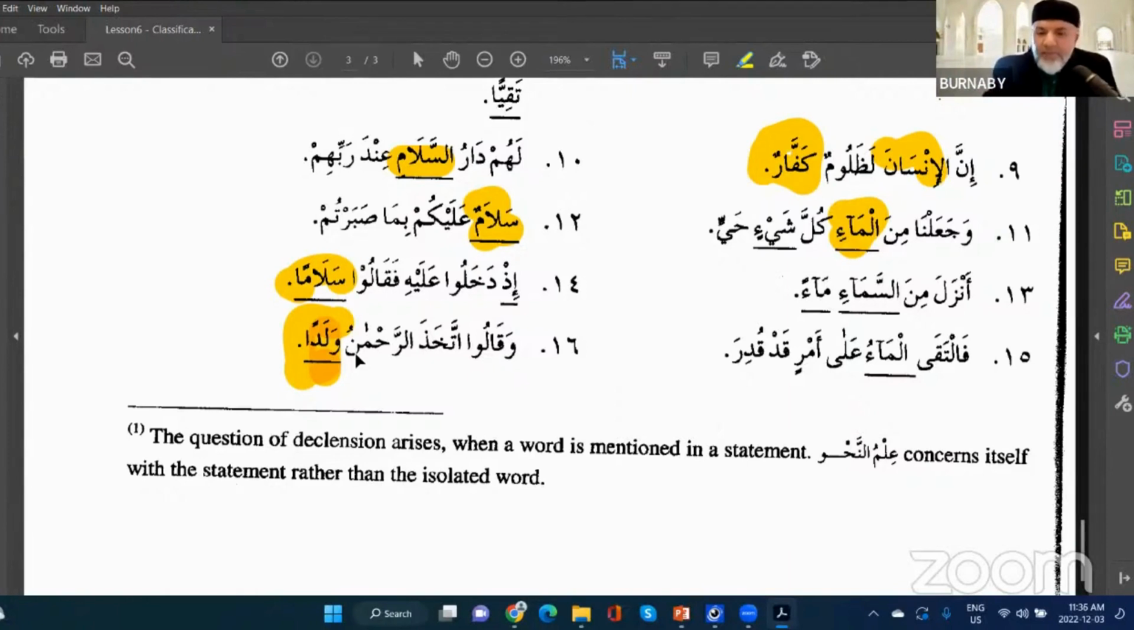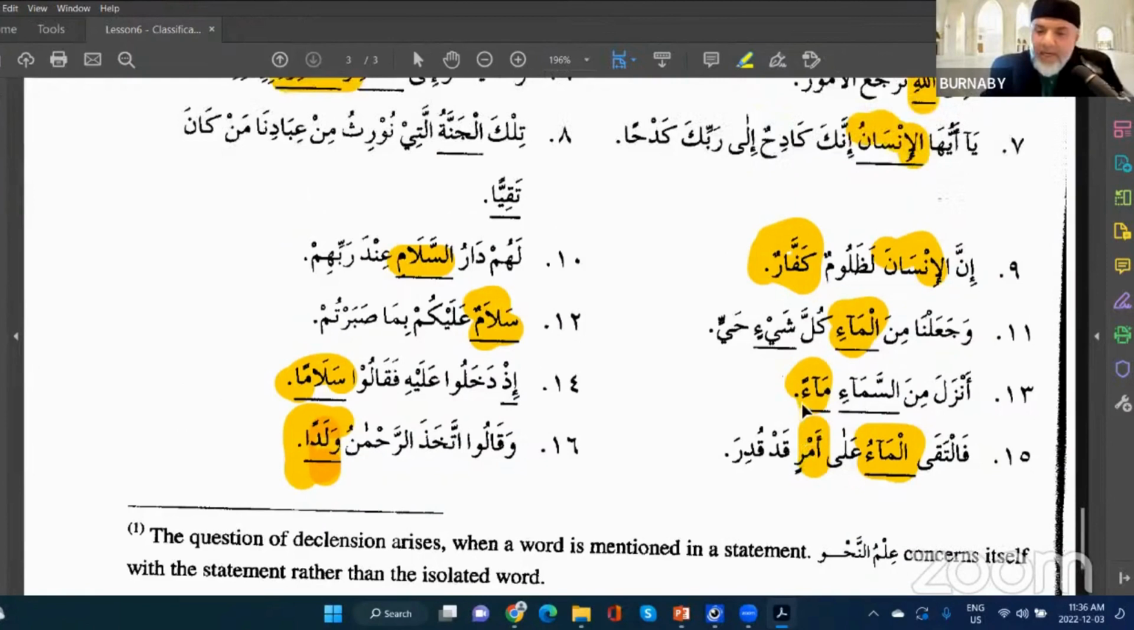So brother Wasim, over here in number 15, al-ma'u. What is the status of al-ma'u? It's rafa. Very good. So what is the status of amrin? Jar. Very good. And what about here? Ma'an. Ma'an is nasab. Now you guys see how in different sentences, these statuses give a different role to that word, that noun. Are you with me so far, guys?